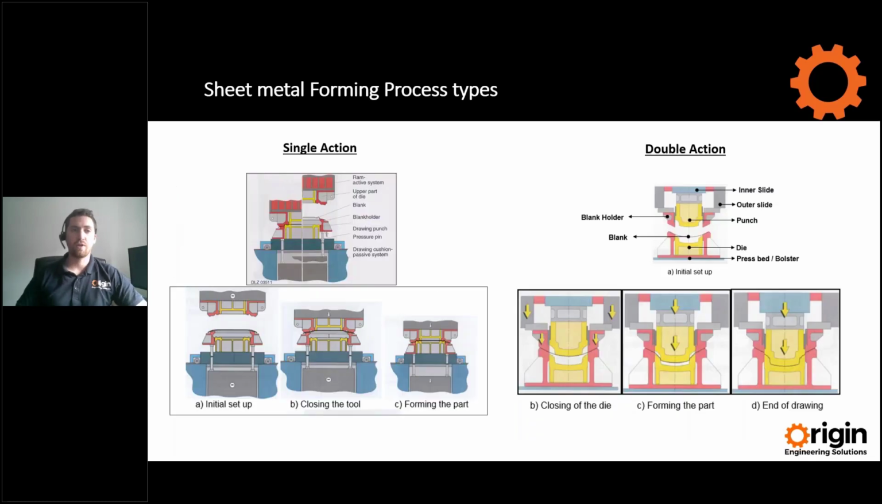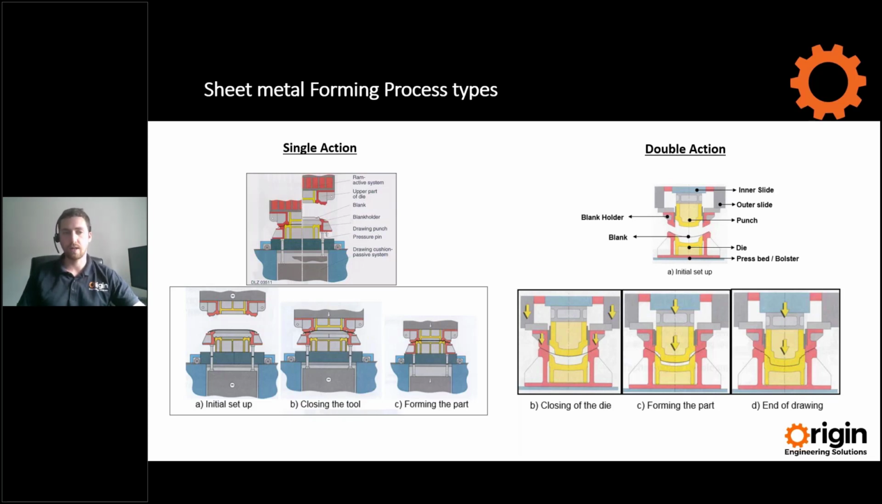Just a few other sheet metal forming processes. You can see on the left hand side we've got single action, and on the right hand side double action. Single action is probably the most common type that we see, but there are other types that we can simulate as well. In double action, the top die will include the blank holder. The blank holder comes down and clamps the sheet against the bottom die. The top die then moves and forms the sheet against the bottom die. Once this is done, the top die retracts, followed by the blank holder, and then the part is ready for transfer.